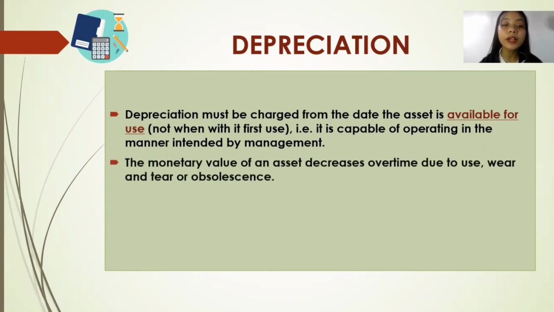Sabi din dito, the monetary value of an asset decreases over time due to use, wear, and tear or obsolescence. So yung monetary value ng asset nagdi-decrease. Bakit siya nagdi-decrease? Kasi ginagamit natin siya, sinusuot, napupunit, or di kaya naluluma. Kaya bumababa yung value natin. Kunwari, bumili tayo ng bag, ginamit natin siya sa business, ang normal operation ng business natin is talagang gumagamit ng bag. So kapag ginagamit siya sa business, syempre, naluluma siya. Bumababa yung value niya. Unlike sa unang binili natin siya, di ba?